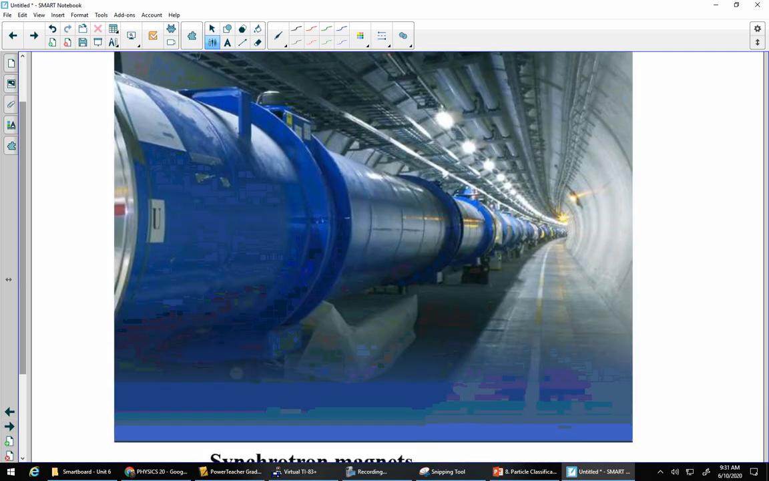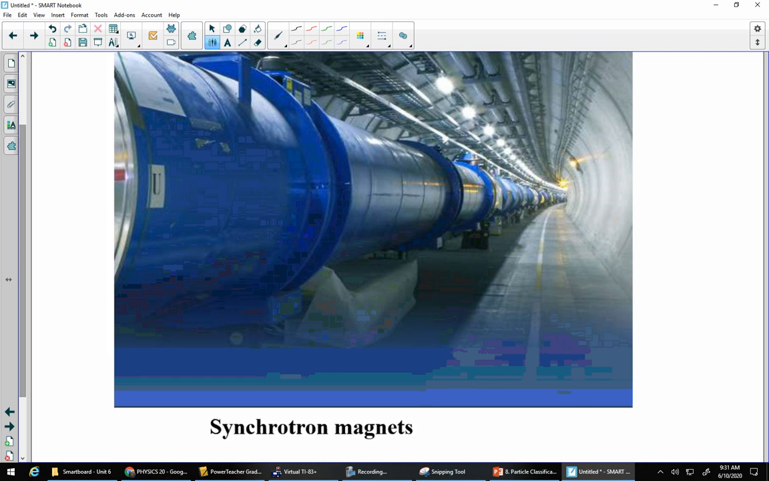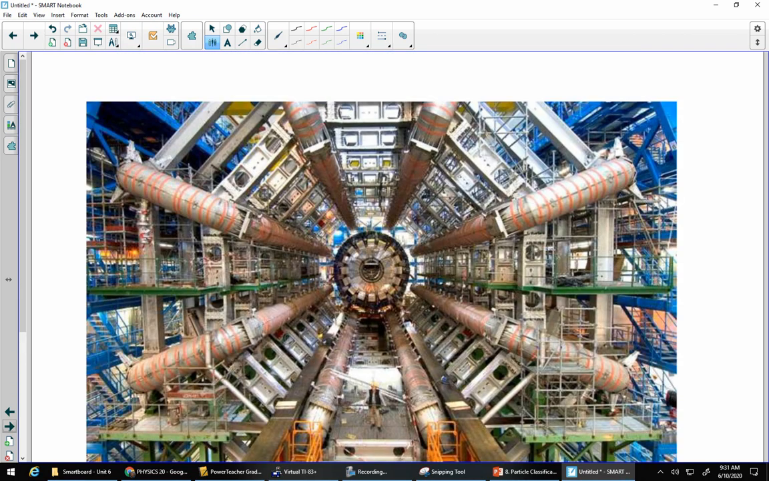Some photos of it. This is inside. This is some of the synchrotron magnets. You can see this radius of curvature. This is just huge, absolutely huge, the radius of curvature there, which is pretty cool considering we're dealing with the smallest stuff. We're dealing with the inside of protons. Oftentimes, the smaller the stuff you're dealing with, the bigger the device is.